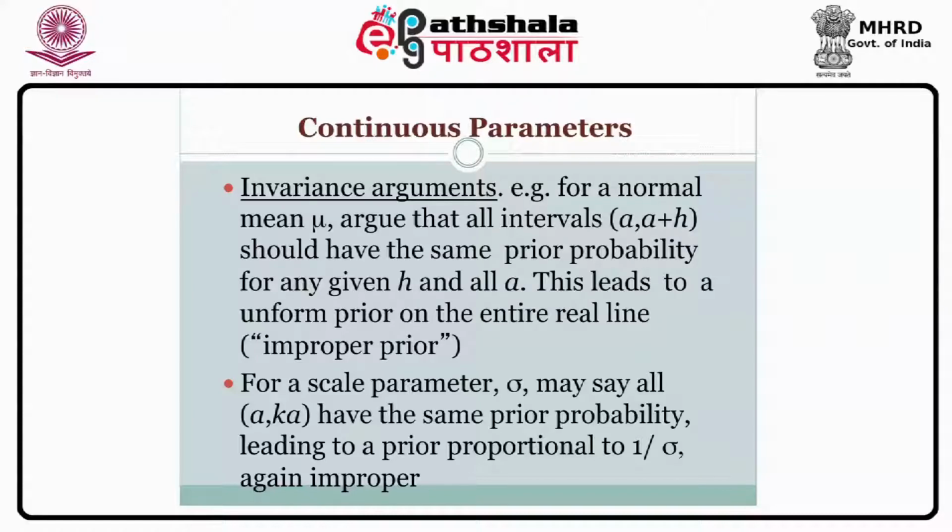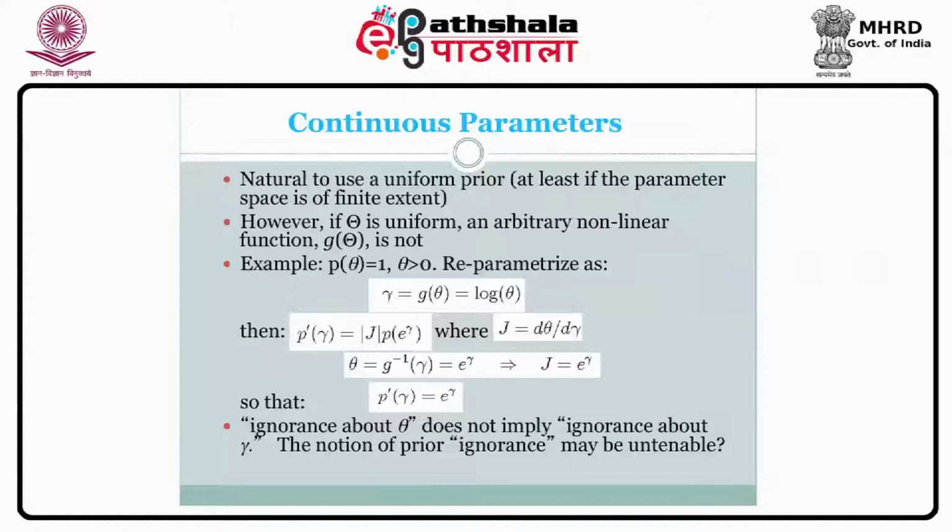And again, this can be seen to be improper in the sense that integrating over the whole range will not lead to the value 1 or any finite value. So there are some problems with the uniform prior, even if you assign equal probability at each point, or each value of the parameter theta.